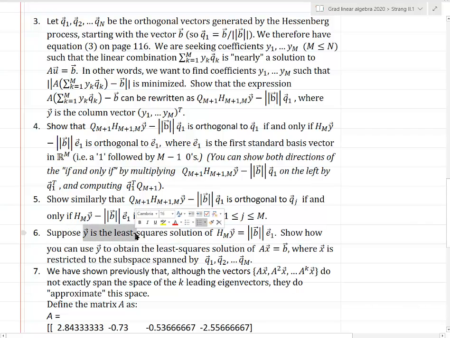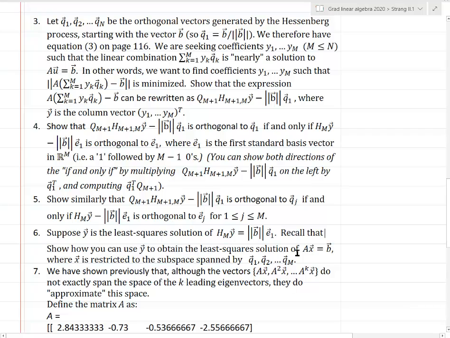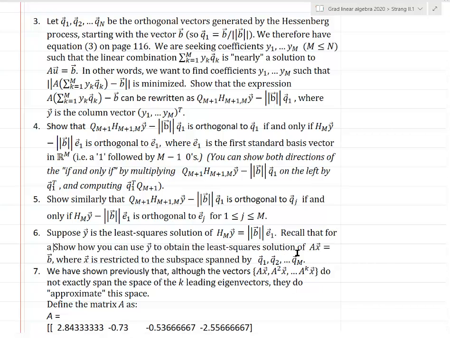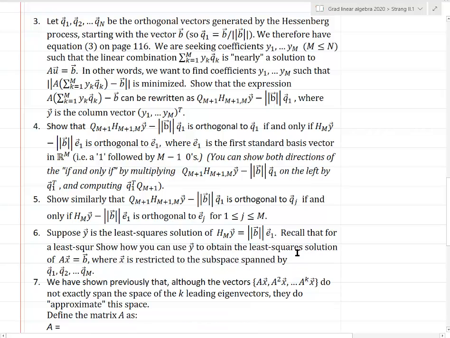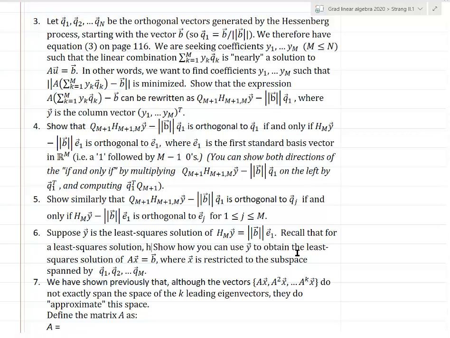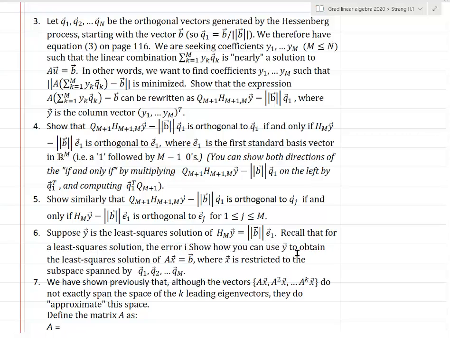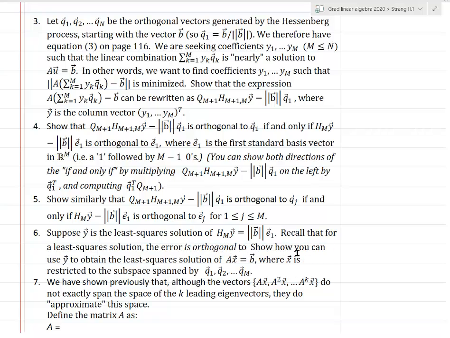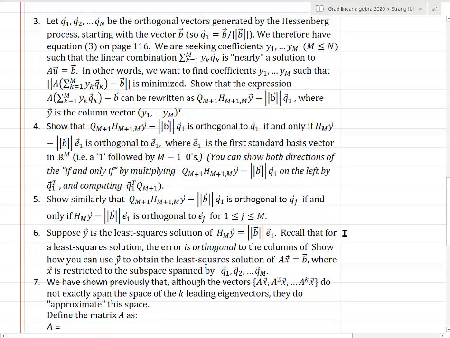Now, suppose y is the least square solution to this here. Recall that for a least square solution, the error is orthogonal to the columns of HM. All right, so we did some exercises like that. Remember that orthogonal error is minimized error.